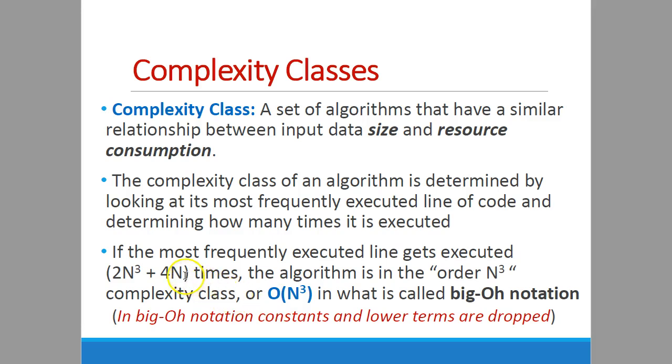Whenever you have items that get added together because they're sequentially done, it doesn't matter whatever is the smaller item. So in this case, 4n doesn't matter compared to n cubed, and nor does 2 matter here. What matters is simply the n cubed. So we call this an order n cubed algorithm.